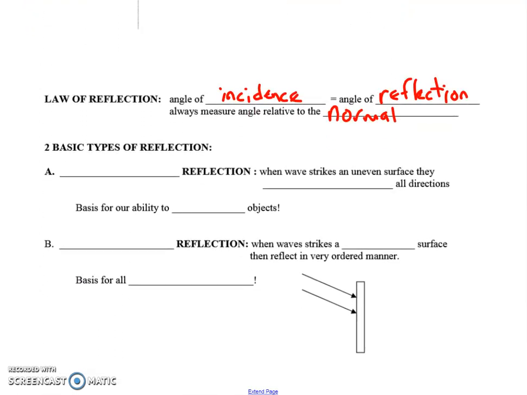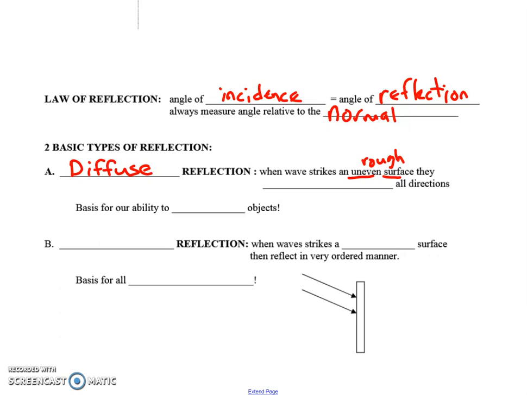So let me talk about two basic types of reflection and how they're useful to understand. The first one is called a diffuse reflection. That's when waves strike an uneven surface, a rough surface, which is most surfaces.